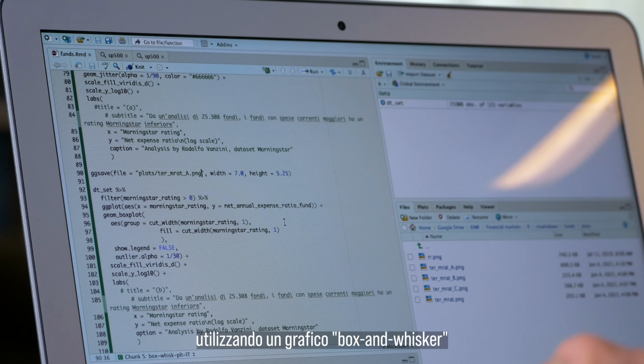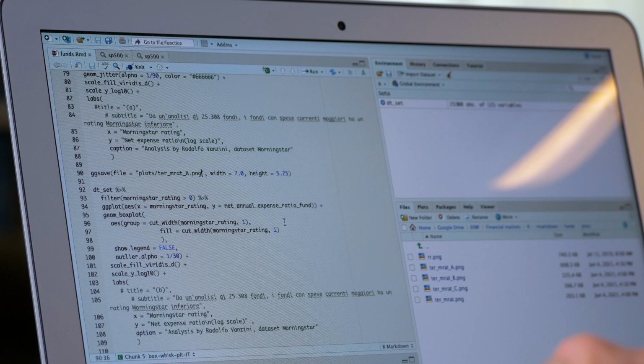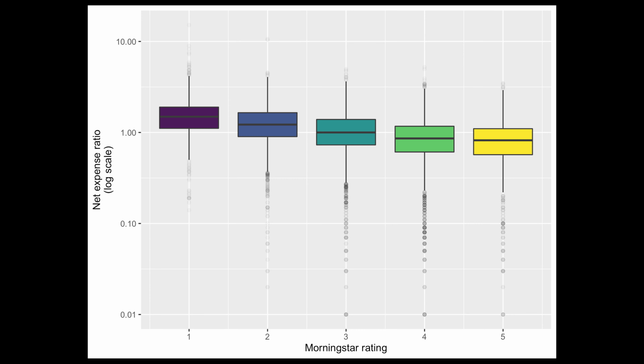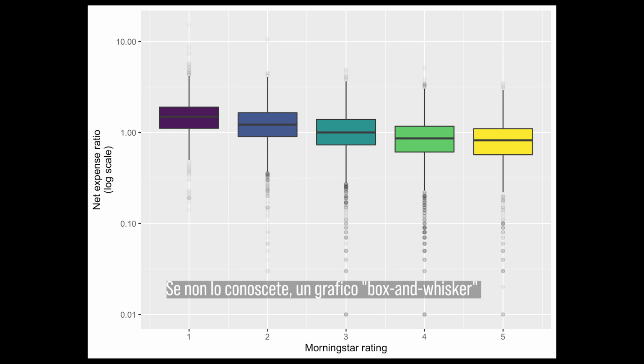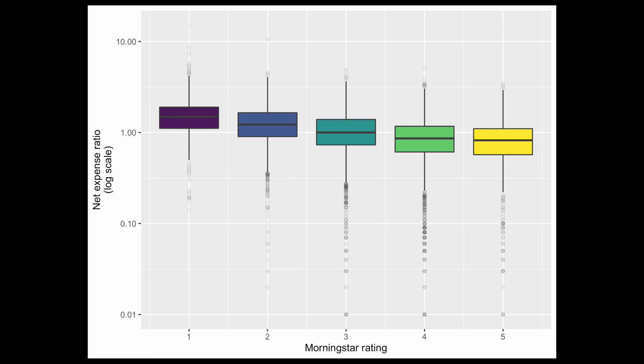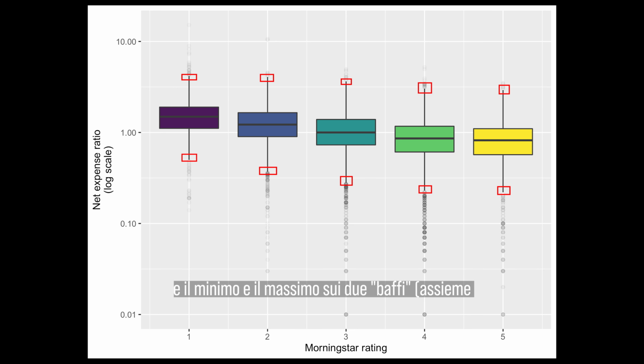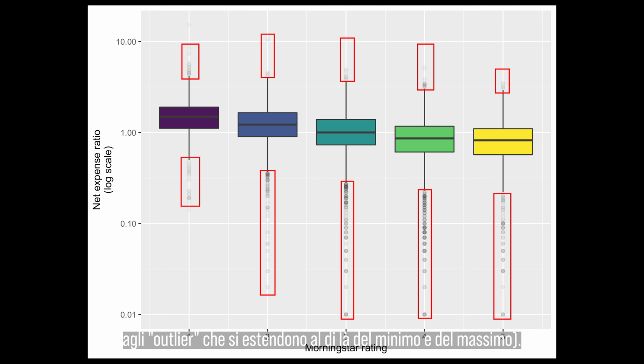Finally, we can recap this analysis by using a box and whisker plot to summarize this relationship between fees and returns. If you're not familiar with it, a box and whisker plot compactly shows the distribution of a continuous variable displaying 5 different statistics. The median, the first and third quartile, and the min and the max on the 2 whiskers, along with all the outliers as points extending away from the min and the max.